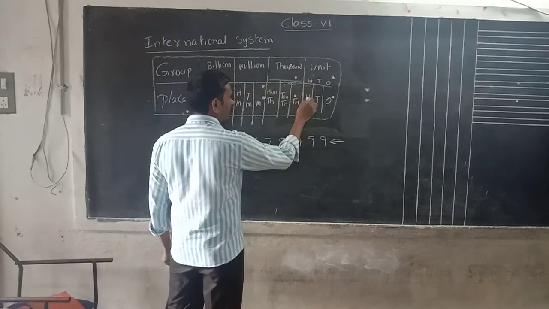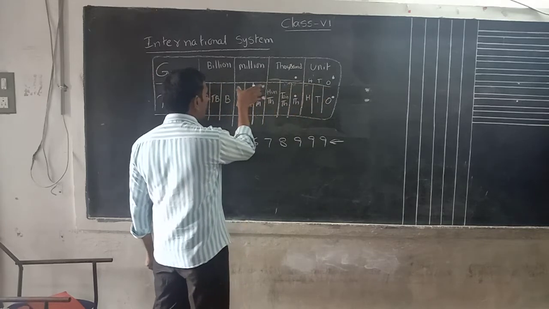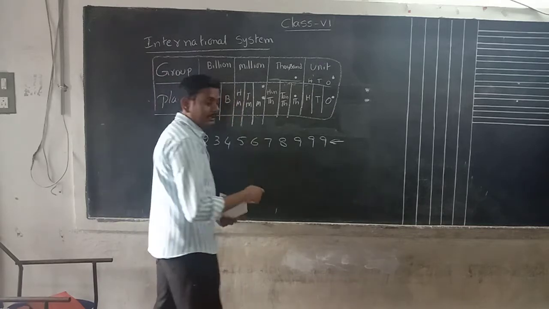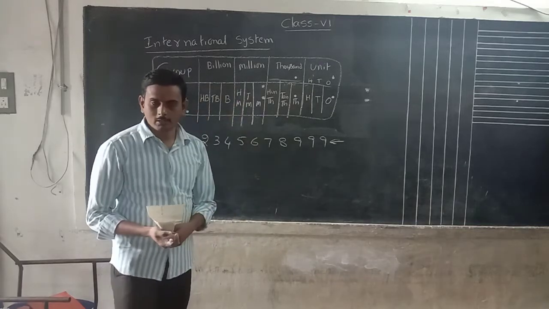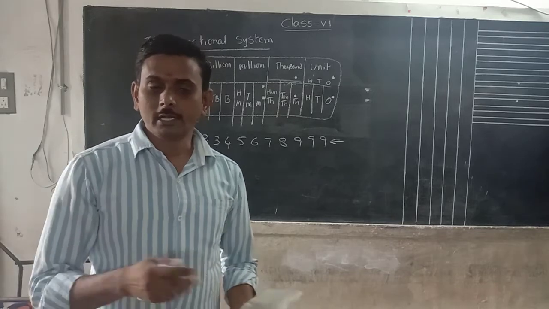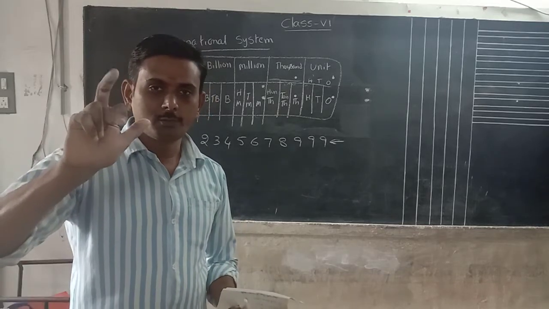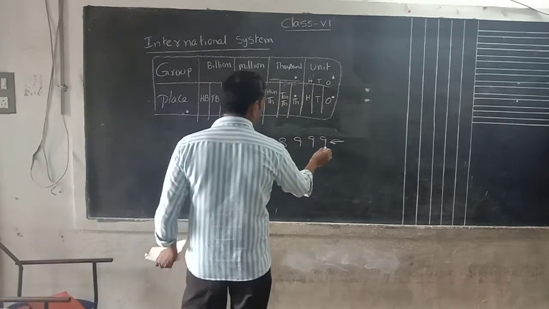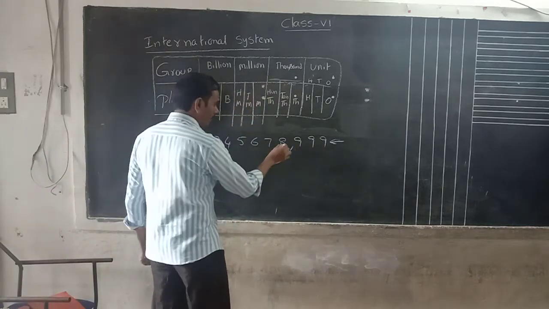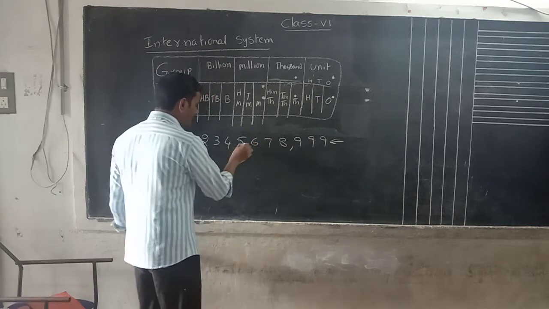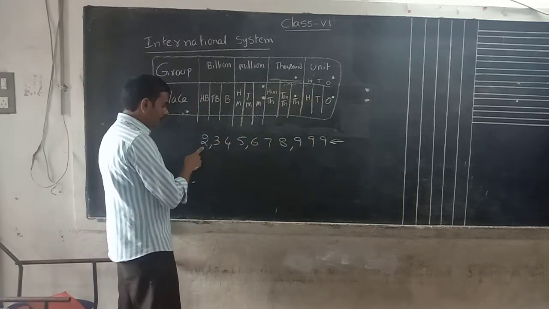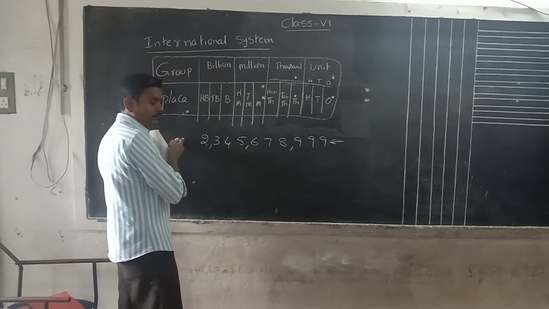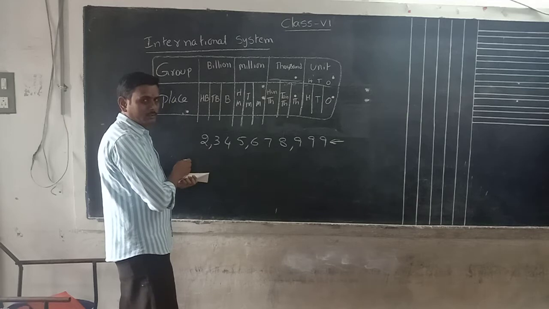For each group, how many digits are there? 3 digits. That means simply you can identify: in the international system, after every 3 digits we place a comma. 1, 2, 3, comma. 1, 2, 3, comma. Here 1 digit only, no need to place a comma after this one. If 2 digits are there, no need. That means at the ending, no need.